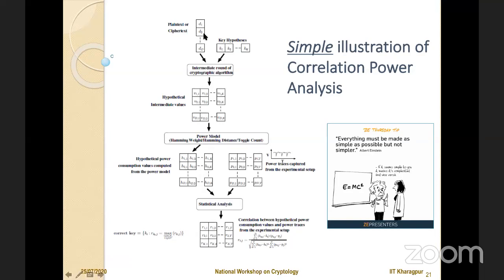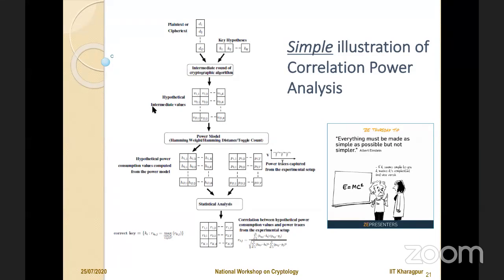I take this D ciphertext, and then I take a key hypothesis and do a decryption of only one round of AES-128. That means I go back one step behind the last round. Since I'm operating only on one byte, I do not need to bother about the other parts of the algorithm. I just do one part, which is the inverse S-box, and then I go to the input of that S-box.